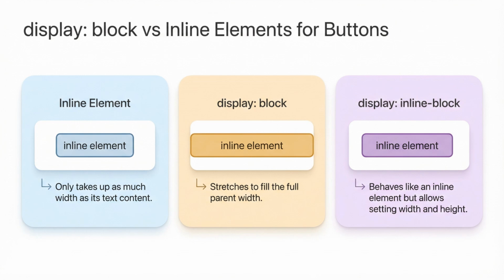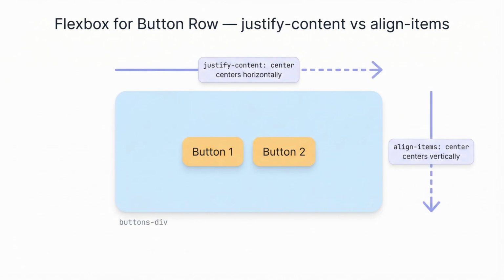Alternatively, with 50, the two buttons are wrapped in a parent div with class buttons. This parent gets display flex to place them side by side, plus a gap for spacing between them. To center them horizontally on the page, justify content center is used. This works along the main axis of the Flex container. Remember, justify content is for the main axis direction. Align items is for the cross axis. Getting these two straight is fundamental to mastering Flexbox.